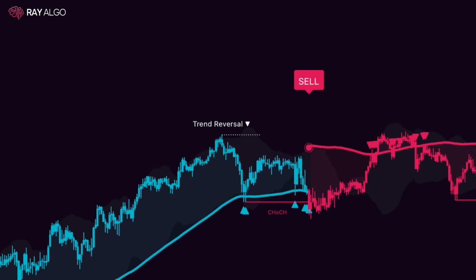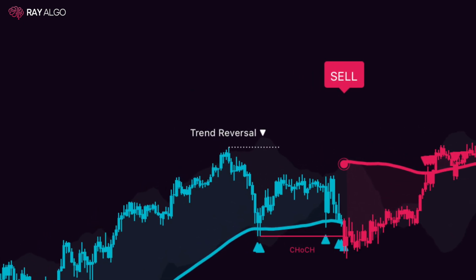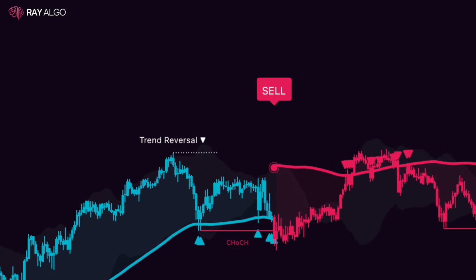Now let's cover the trend reversal signal. This symbol shows the exact point where the trend has shifted. Trend reversal signals appear simultaneously with buy and sell signals, marking the extreme points on the chart where the shift occurs. Many of our users use this as a reference for setting potential stop losses.